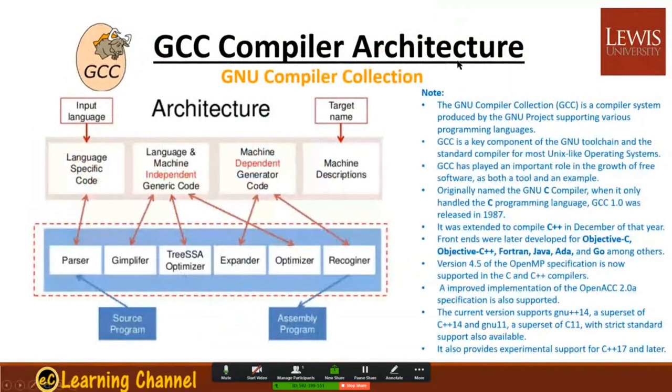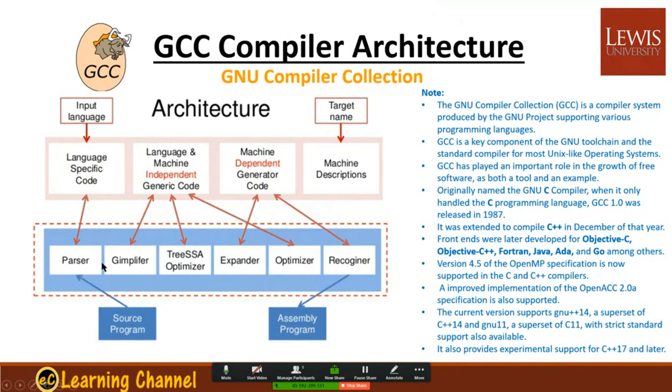So, GCC compiler architecture: you have an input language and a target machine. The input language feeds into language-specific code, and then that is passed into the parser. So here, this might be the C language or the C++ language, and you use a grammar, like a regular expression or context-free grammar, to generate a parser. Your source program is also fed into the parser.